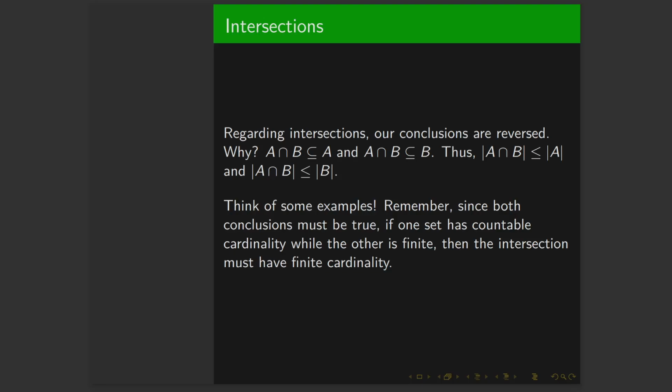One interesting thing here is if A is a countable set and B is a finite set, then A intersection B must have finite cardinality, because once again, both of these conditions must be true.